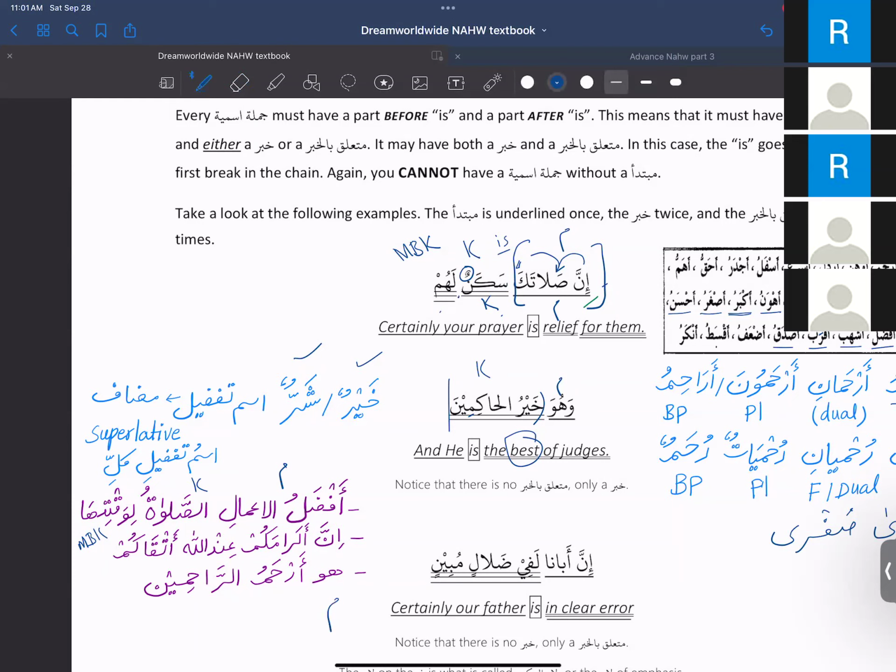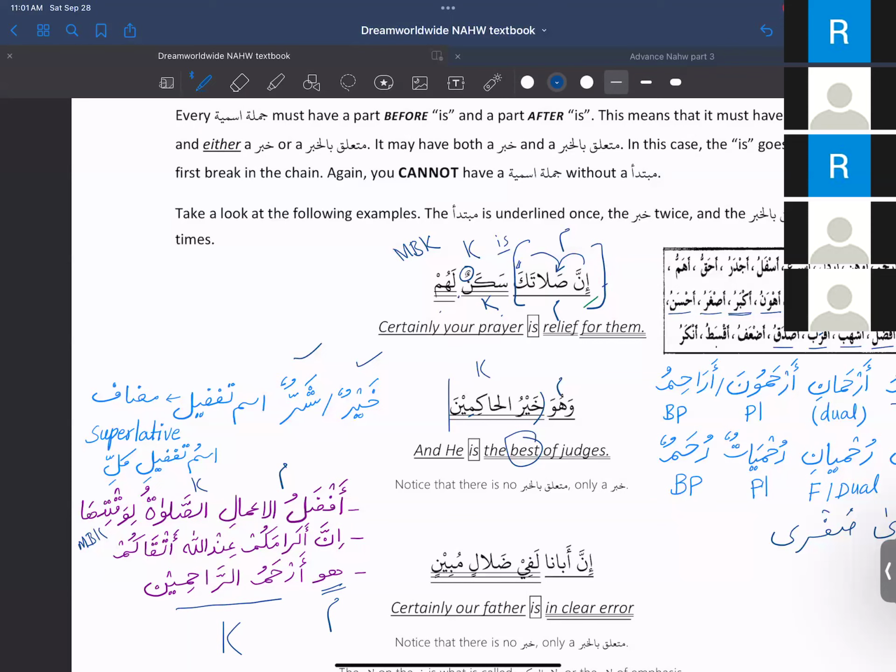So huwa is mubtada, and where is my khabar? Arhamur rahimin, the whole thing. Mubtada is one word, so we don't need to dig deeper, but if we really want to, we can explain what kind of mubtada it is. Independent pronoun, damir munfasil. Damir munfasil is the mubtada.